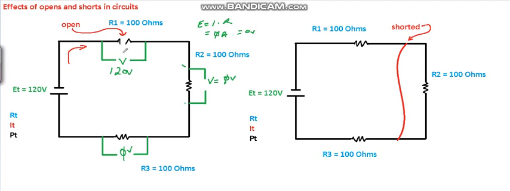Recognize that there is no current flowing, and if there's no current flowing, I'm not going to get a voltage drop here or here. So all the voltage is going to be dropped across the open, because from this point I can see this side of the circuit, and from the other point I can see that side of the circuit.